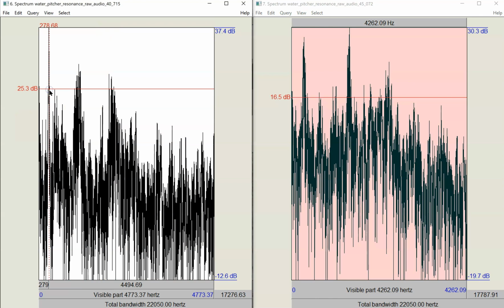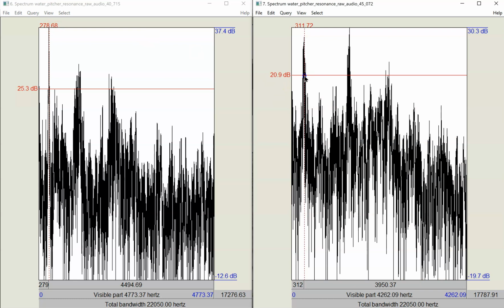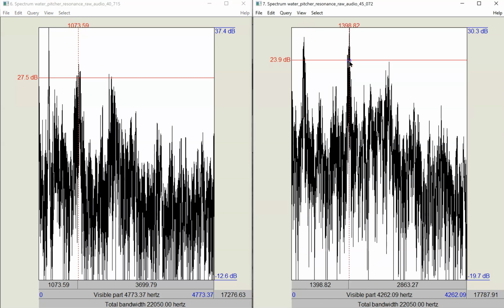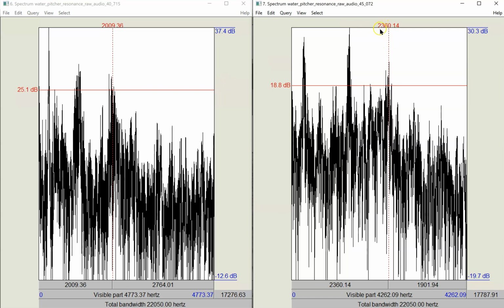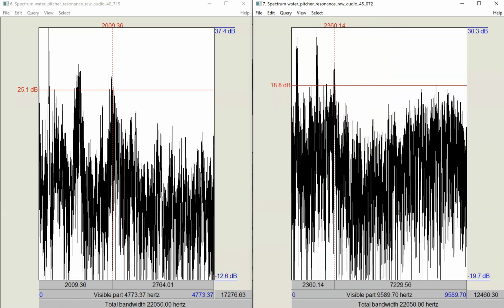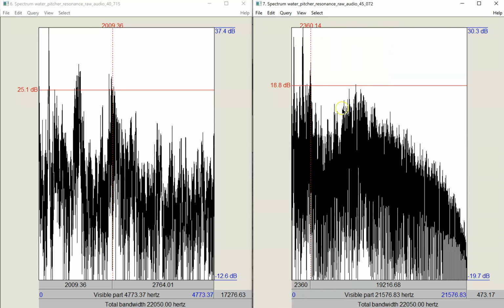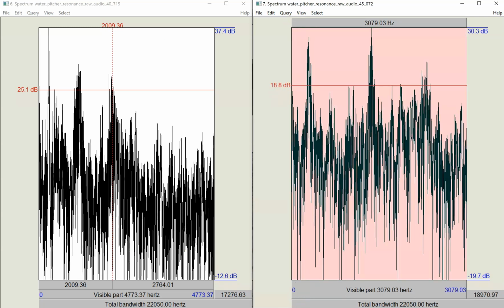So the first peak here in the early part was 278 hertz, and later that same lowest peak was 311, so it went up a little bit. The second peak is around 1,073 hertz, and that one also went up to just about 1,400. The third peak was around 2,000, and it went up to around 2,360. So all three of these peaks are resonances that fit within the bottle. The rest of the spectrum is more like the different kinds of noise bopping around in there, but those first three resonances are quite important.